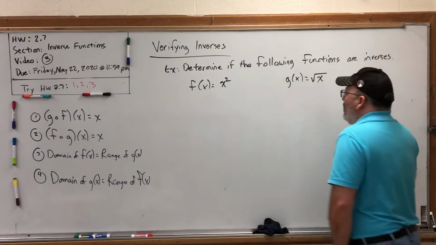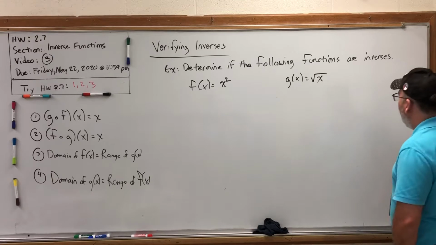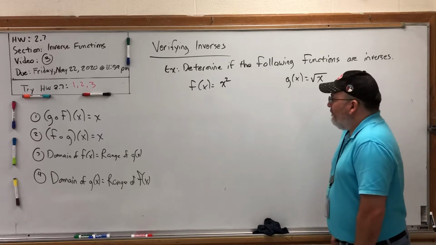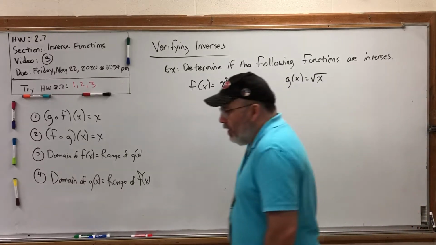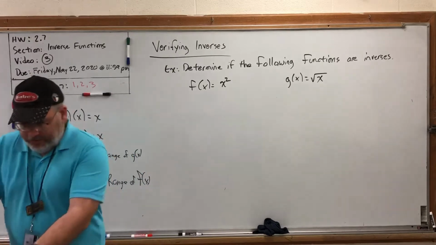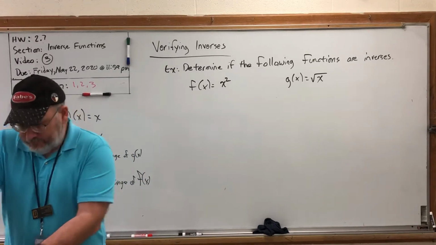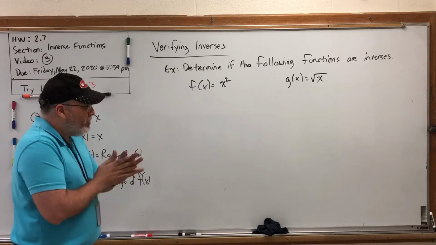So let's take a look at one more example of verifying inverses. Let's determine if the following functions are inverses. f of x equals x squared, g of x equals the square root of x. On the surface, you might go, well, yeah, they undo each other, don't they? And the answer is, you'd be surprised. I mean, we could check it real quick.